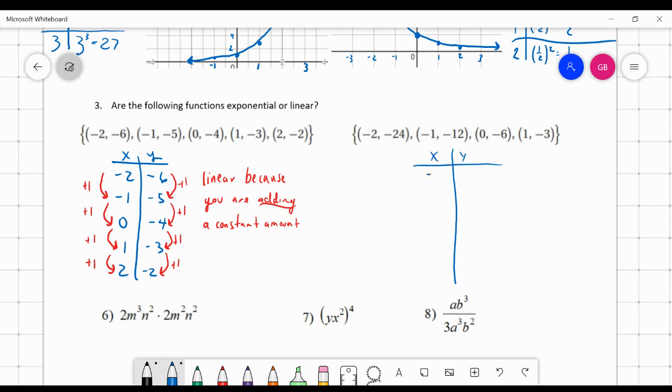So -2, -24, -1, -12, 0, -6, and 1, -3. Okay, let's analyze this one. So -2, -1, 0, 1, adding 1 each time.